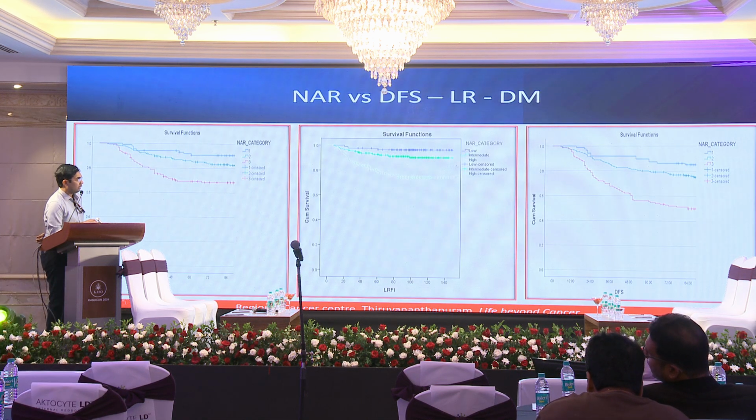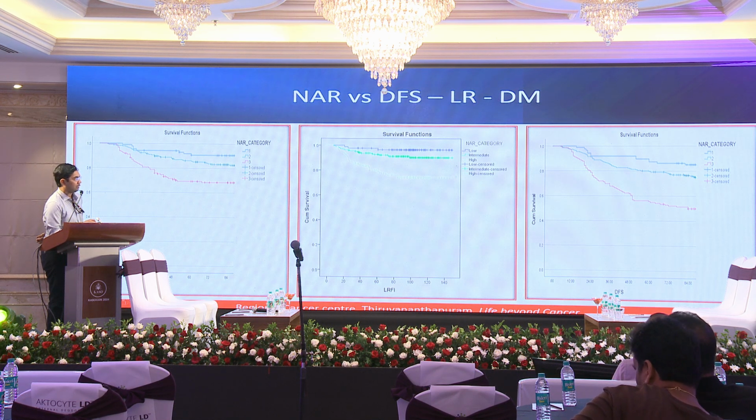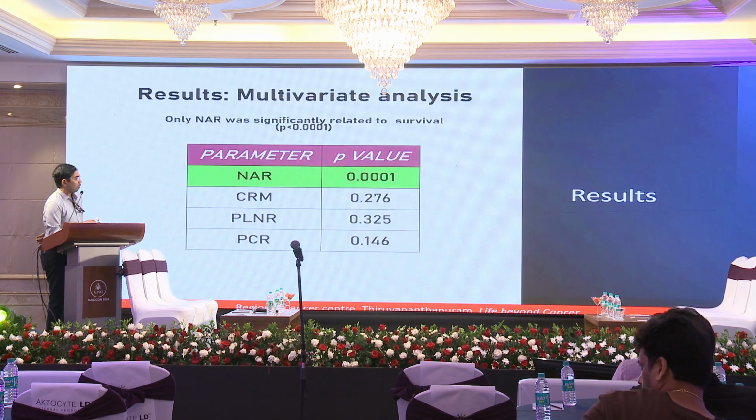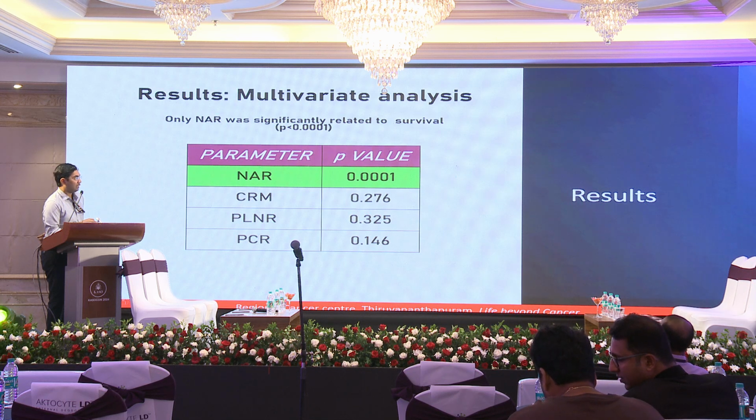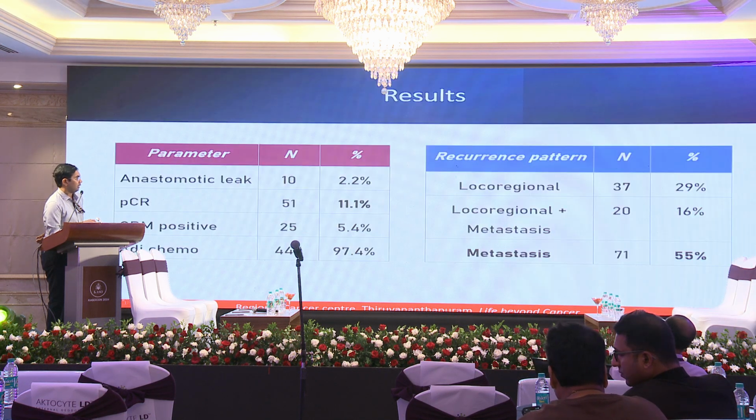And we have also categorized DFS, local, regional and distant metastasis into low risk, intermediate risk and high risk groups. Though CRM and positive lymph node ratio and pCR in univariate analysis had an impact on overall survival, in the multivariate analysis the NAR score outperformed the others with a significant p-value in determining the survival rate.